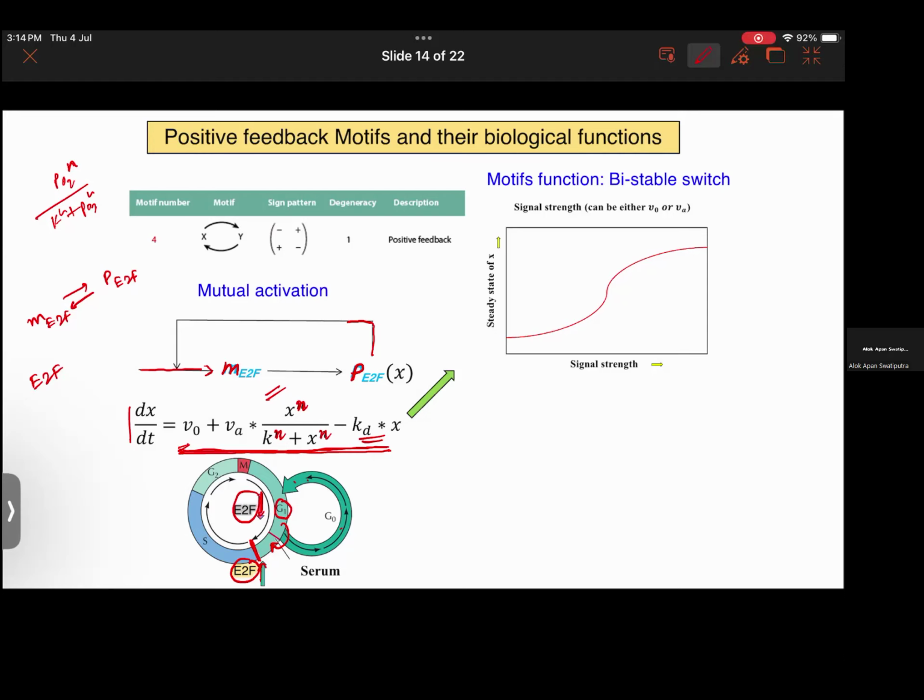Make sense? So if your value of n is not very high, say for example n equal to 1, your steady state concentration of x will definitely be a linear function of the signal strength. And in terms of signal strength, you can call this V0 as signal strength or mu. But if n equal to 1 and if you ignore this Kn plus x, assume that, then definitely you can see after setting this equal to 0, x will be some linear function.